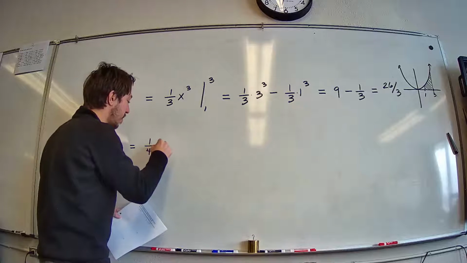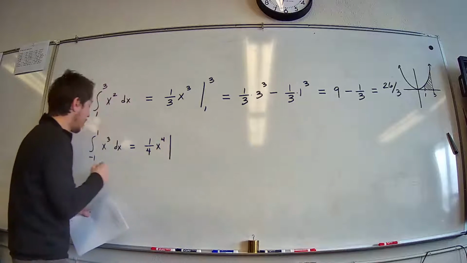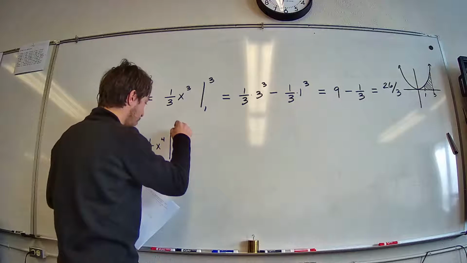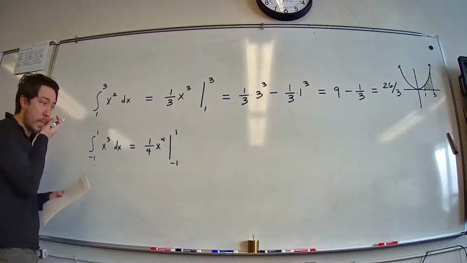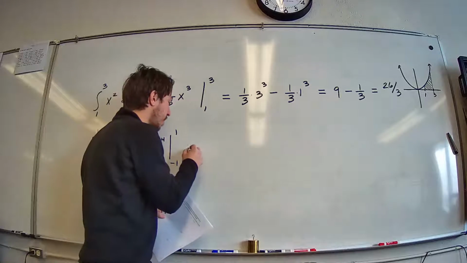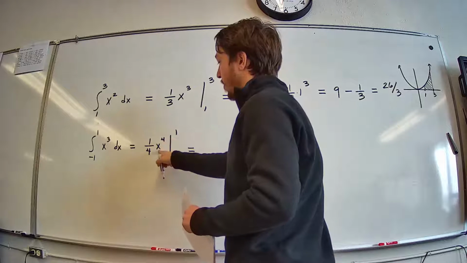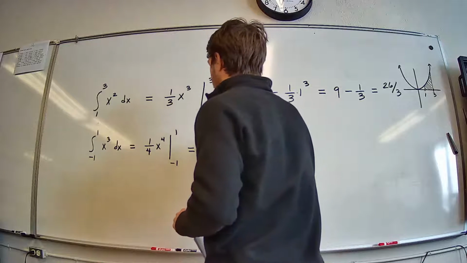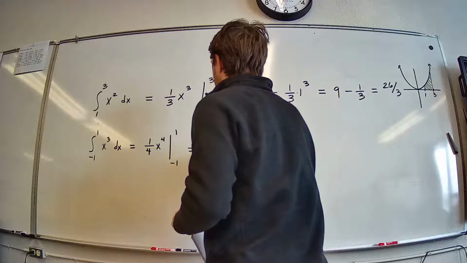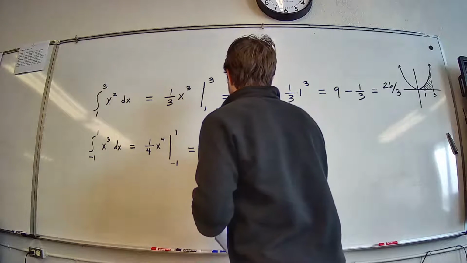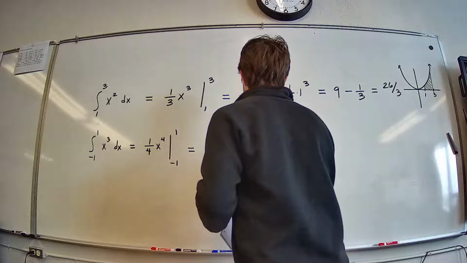It's 1/4 x to the 4th. And then we're going to plug in -1 and +1. So plug in 1. What happens when you plug in 1? What do you get? 1/4 minus, what happens when you plug in -1? You get 1/4 again. So what's the answer? 0.